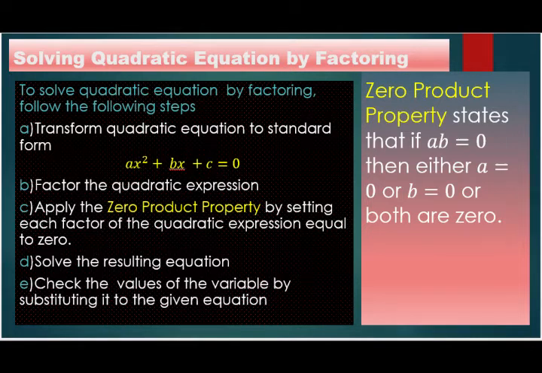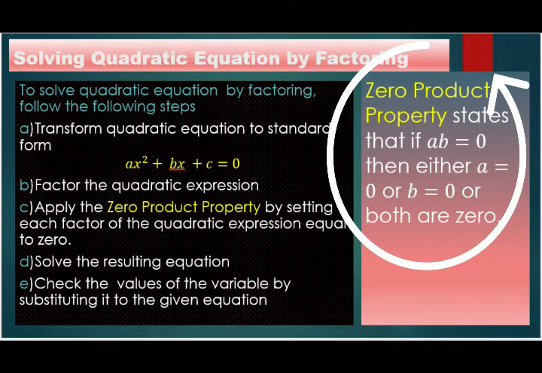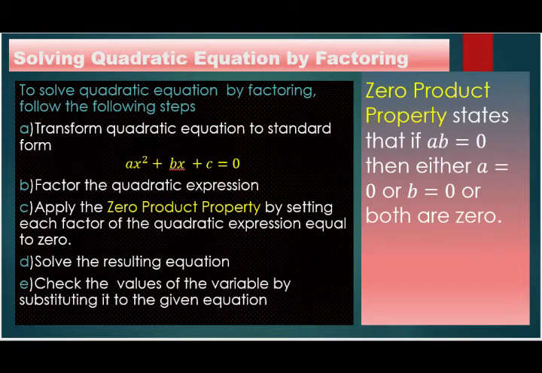So what is the zero product property? The zero product property states that if AB is equal to 0, then either A is equal to 0 or B is equal to 0, or both are equal to 0. Next step is for you to solve the resulting equations. And lastly, check the values of the variable by substituting them into the given equation.